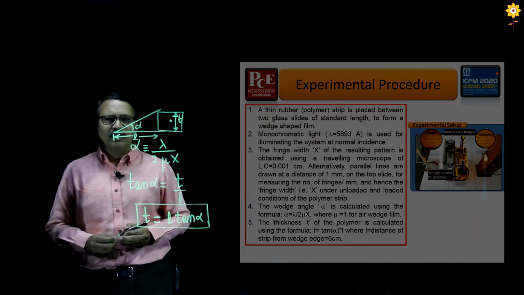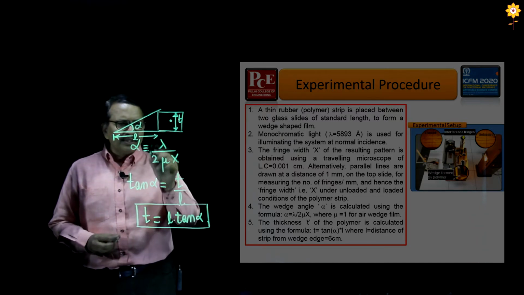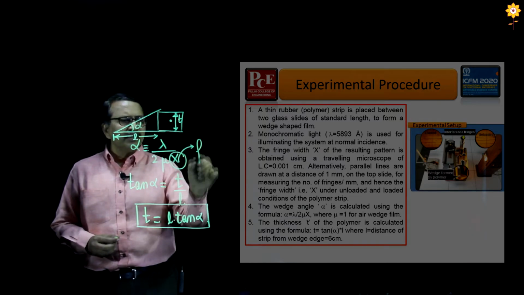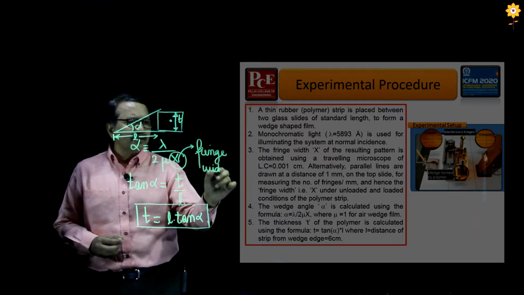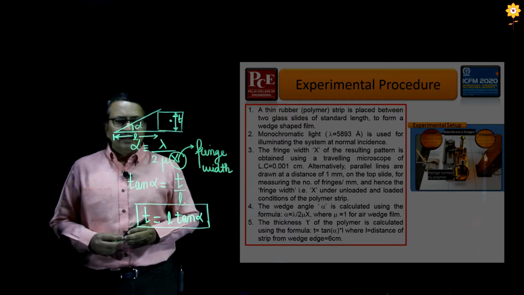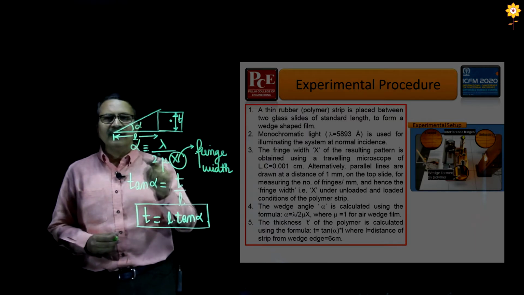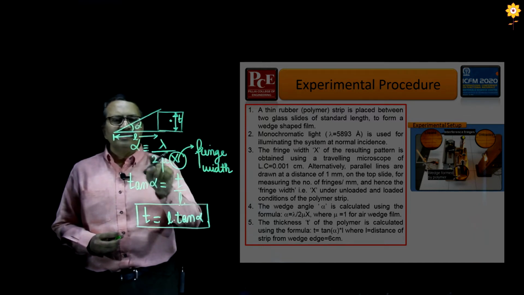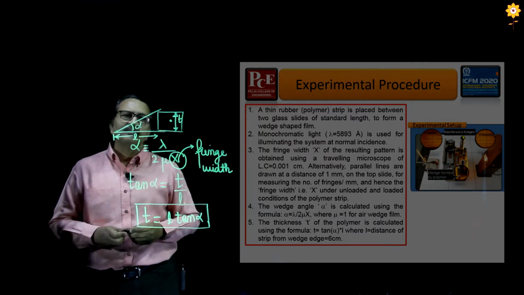The next question is, how do I determine the values that are present in this particular equation? X in this particular case is nothing but the fringe width. This is the fringe width of the interference pattern. As it is obvious from here, if your fringe width is less, this means your alpha is more, and if your fringe width is more, this means your alpha is less. Both of them are actually inversely proportional to each other.